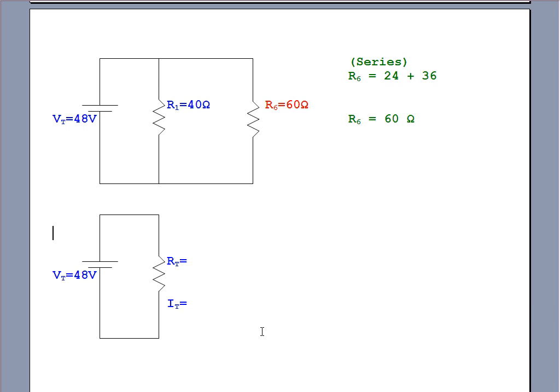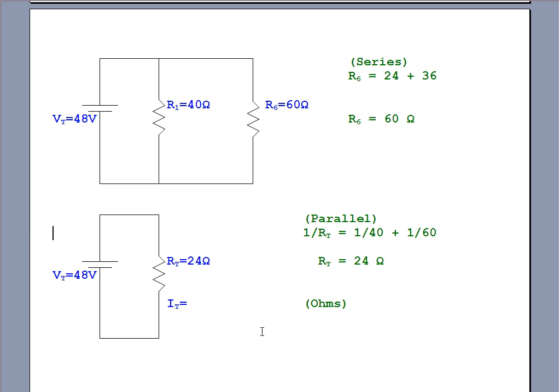Now those 2 are going to be in parallel. So I can do a parallel calculation, and the final answer is always going to be less than the lowest, so it's less than 40. Yeah, it's 24. We are 1/3 of the way done. We've got the total resistance. Now we're going to go for total current and then finish the game.